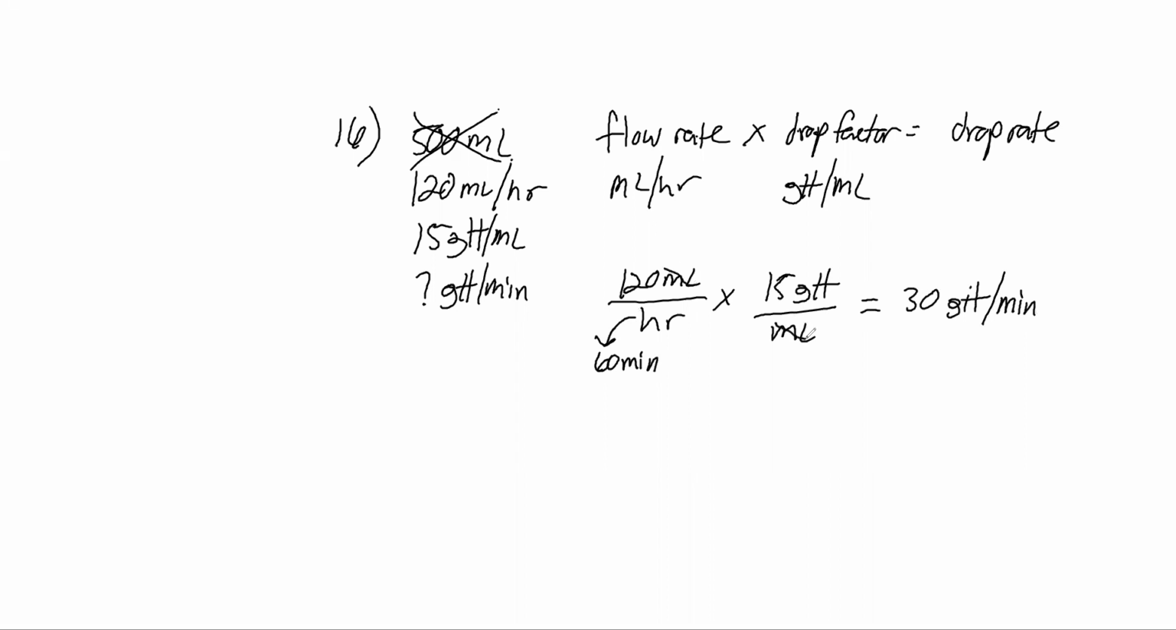If you're trying to do desired over have with flow rate problems, it's not going to work, because usually there's nothing that you're dividing by. Or ordered over have, I'm sorry. I keep saying desired over have because that was an old way in which it was presented.